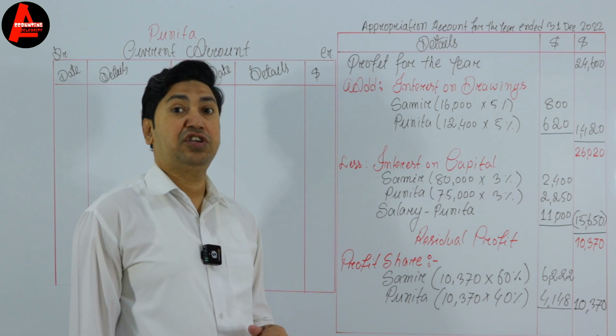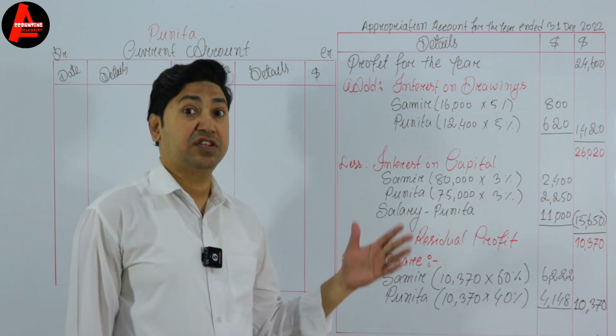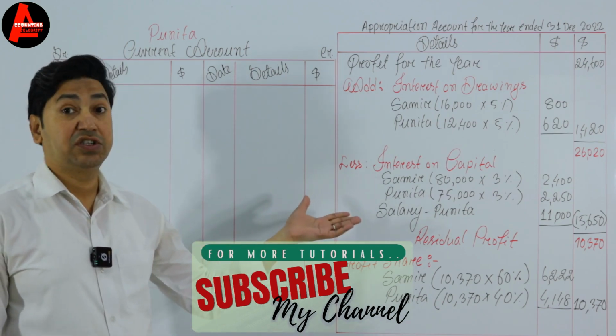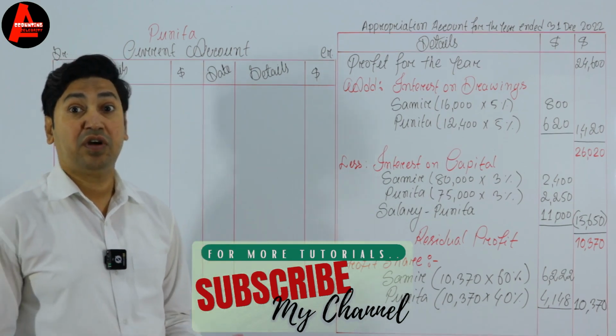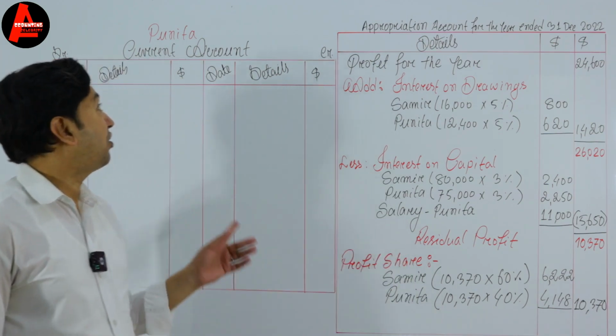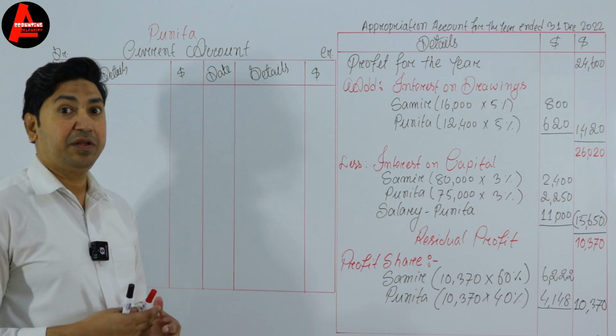Okay, so here this balance will be taken only from the question and all others will be taken from the appropriation account. So this is very important. Before you watch it, if you did not watch the previous tutorial, I recommend you watch that one, then you come back here. So first of all, in this account we will write the opening balance.